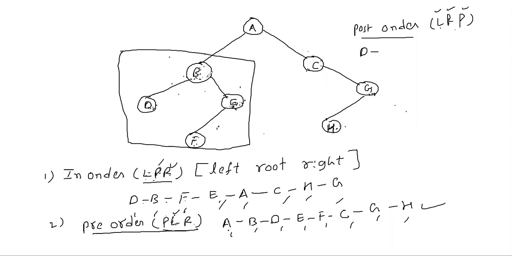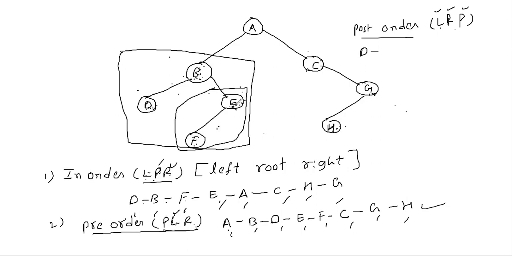Next, again for the left side, B is the subtree. For the B subtree, what do you do? Again go for the left side. What is the left side? D is there. Write that D. Again go for the right side. On the right side again there is one subtree. First you think about this subtree. So now what is the subtree?